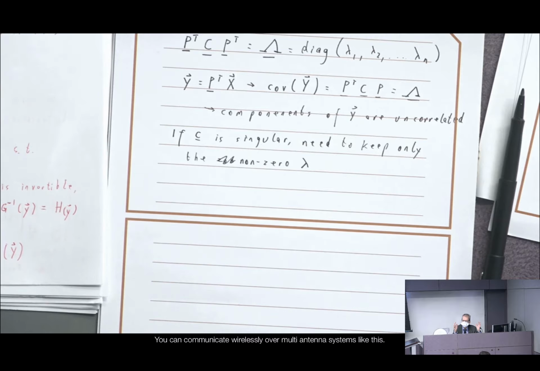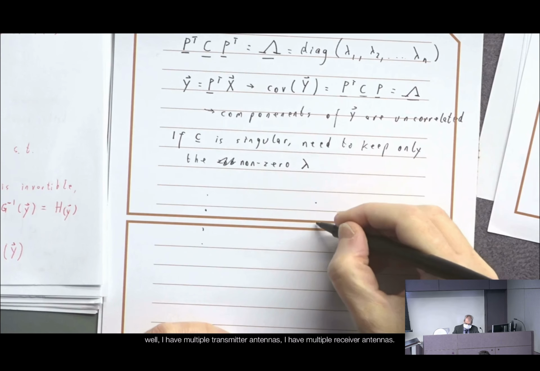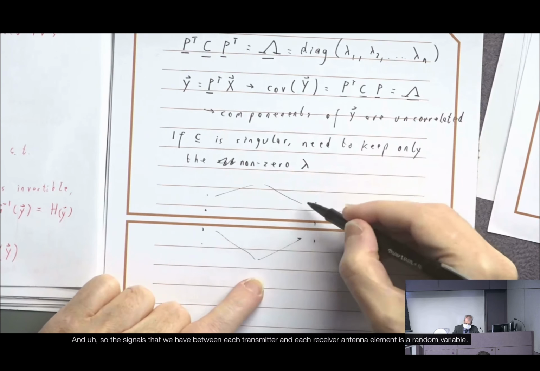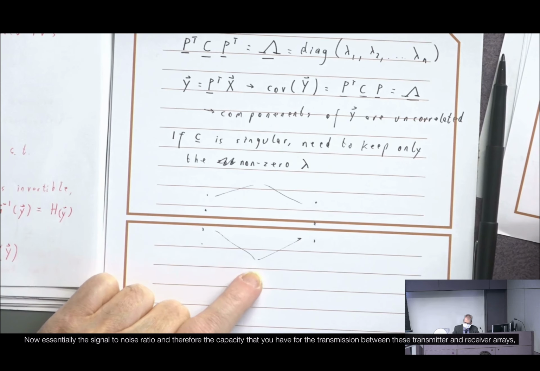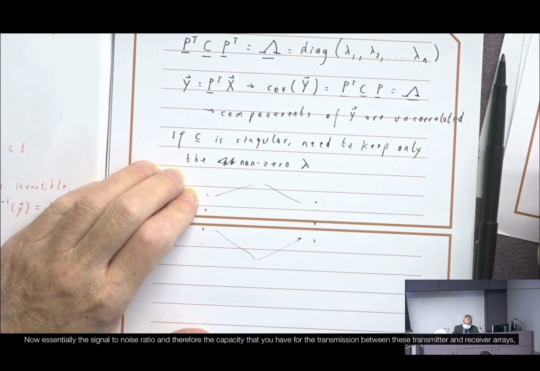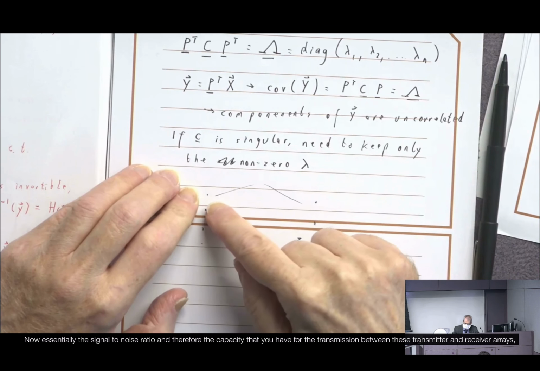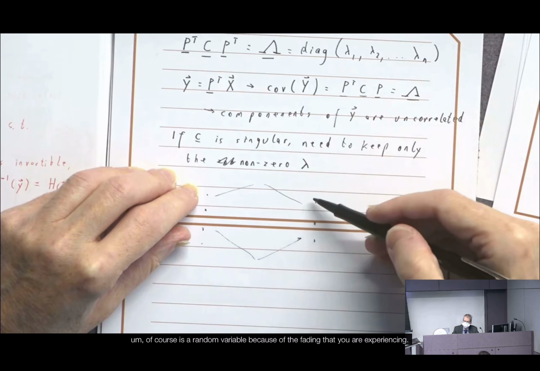You can communicate wirelessly over multi-antenna systems. You might have heard that catchword, MIMO communications. There you basically have multiple transmit antennas and multiple receive antennas, and there are multipath components going from transmitter to receiver, and so on. So the signal between each transmit and each receive antenna element is a random variable. Essentially, the signal-to-noise ratio, and therefore the capacity for the transmission between these transmit and receive arrays, is of course a random variable because of the fading that you're experiencing.